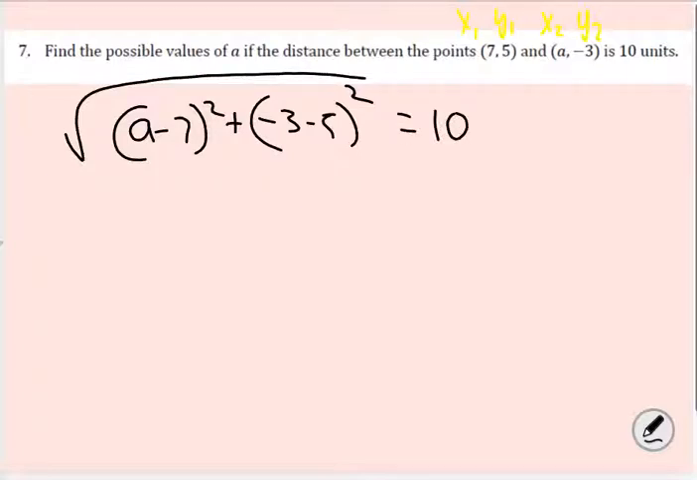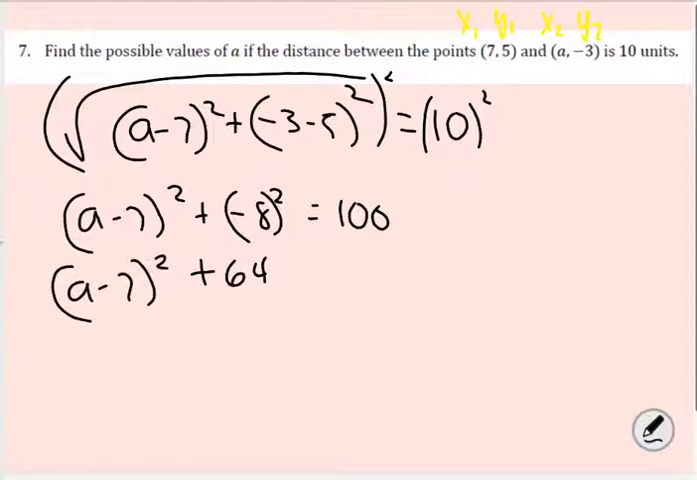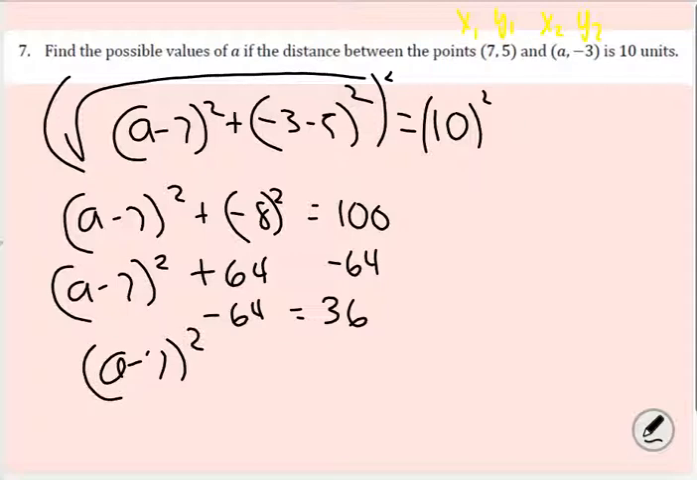So now it becomes a matter of solving. Now it becomes a little bit of a game because I've got to square this, but I've also got to square the other side. So I get (a minus 7) squared plus negative 8 squared equals 100. Well, this becomes a positive 64. So if I subtract 64, I'm going to get 36. So right now I've got (a minus 7) squared equals 36.